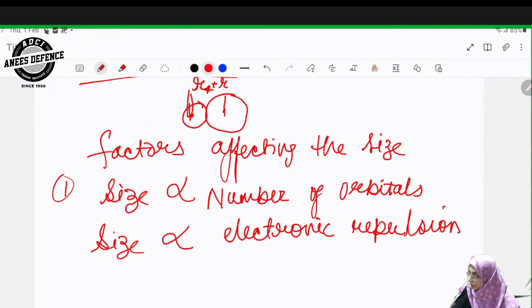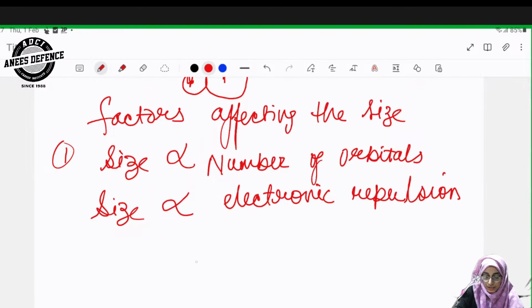You understand the electronic repulsion? As the number of shells increases, their electronic repulsion will increase. The size will increase.